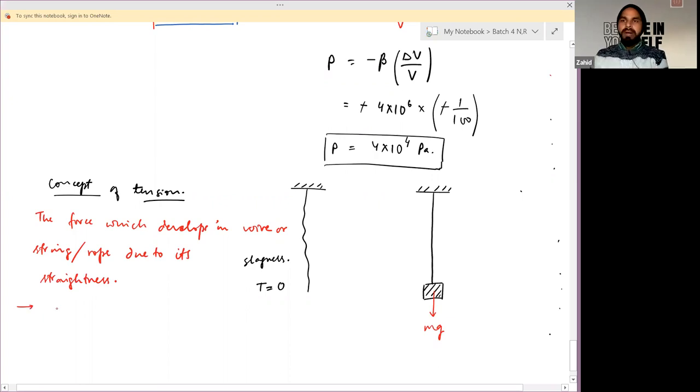Next, for a massless string, tension will be the same at each point. So for a massless, inextensible string or rope, tension remains the same at each point.